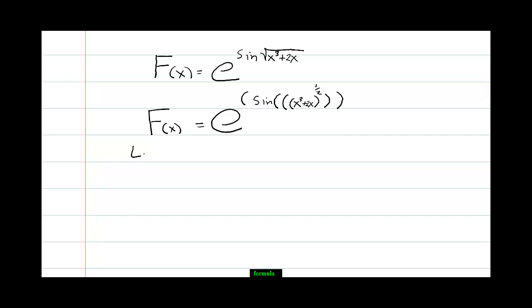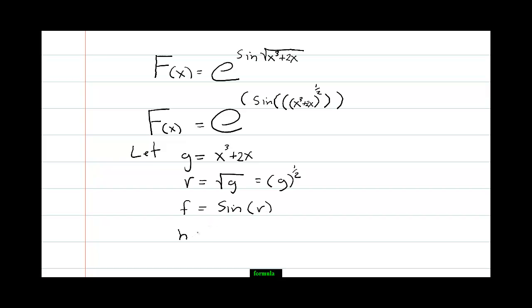I can let g represent the innermost, and that's what you always want to do, start with the innermost function that you have identified. And then I'm going to write r, using r for radical. So that's going to be the square root of g, which is equal to g to the 1/2 power. And then f, I'm going to let that represent the sine function. With this substitution, this is the sine of r. And then lastly, h, I'm going to let that be the function e of f.